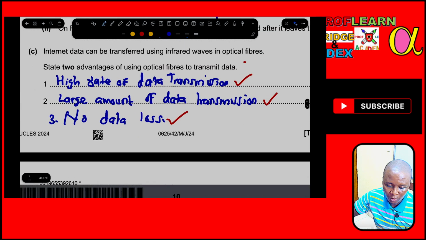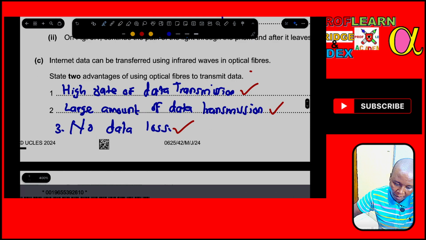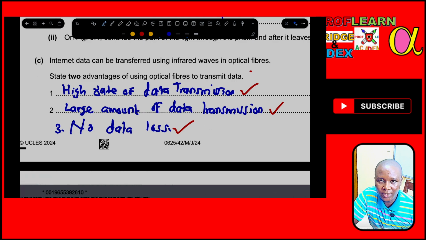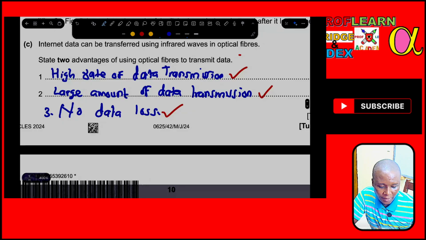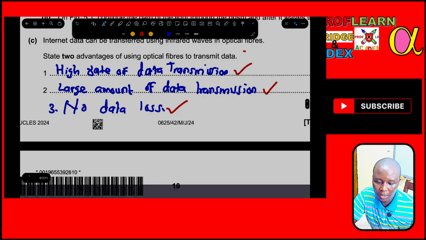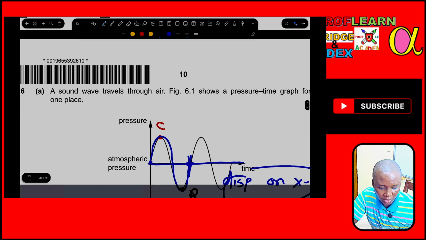State two advantages of using optical fibers to transmit data. Number one, they have a high rate of data transmission, meaning that the speed at which data is transmitted is quite high for optical fibers compared to normal wire conductors. They can transmit a large amount of data because data is transmitted in the form of light, so you can transmit a lot of data within one optical fiber. Then also, there's no data loss, or there's minimal data loss in the process of transmission.